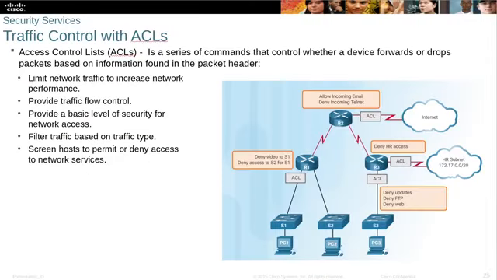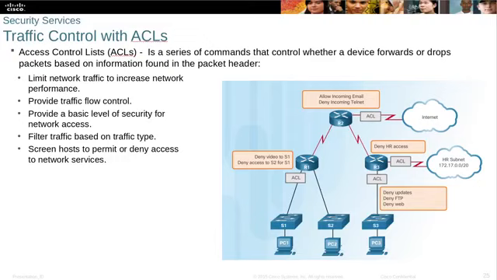Traffic control with access control lists. An access control list is a series of commands that control whether a device either forwards or drops a packet, permits or denies a packet, based on information that's found inside the packet header. They're very handy. They can be used to limit network traffic in order to increase network performance. They can provide traffic flow control. They can also provide a basic level of security for network access. They can filter traffic based on traffic type, and they can also be used to screen hosts to permit or deny access to network services.